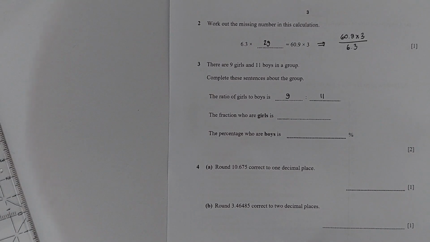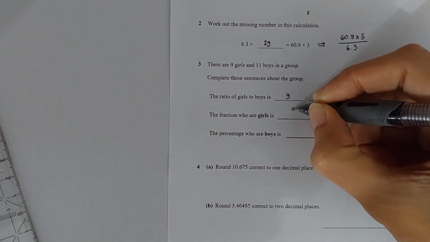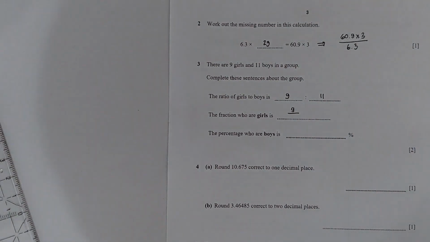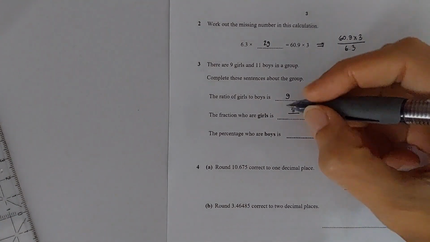And the fraction who are girls. The subject of the fraction is girls, so I will write the 9 as the numerator. And what will be the denominator? The total people in the group. So 9 plus 11 is 20.